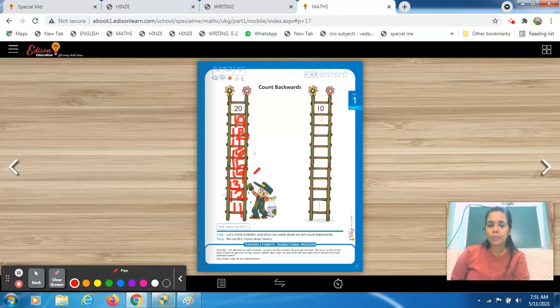So, Tom has done this ladder. See, it's so nice. Now he has to go there. He has to do this ladder as well in the same way.